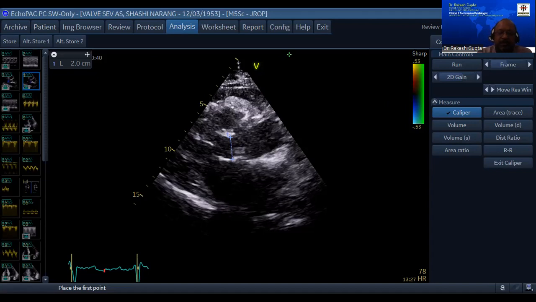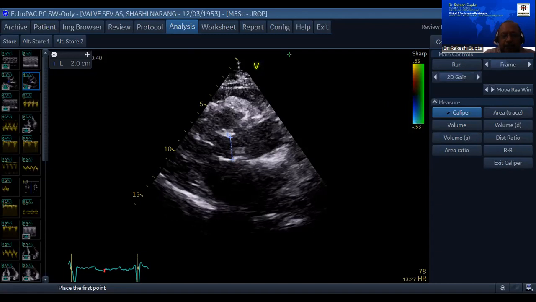In those cases, we give dobutamine in doses that do not increase the heart rate. It's a positive inotropic support, not chronic support. So we'll discuss all these things when we come to discuss the second session.